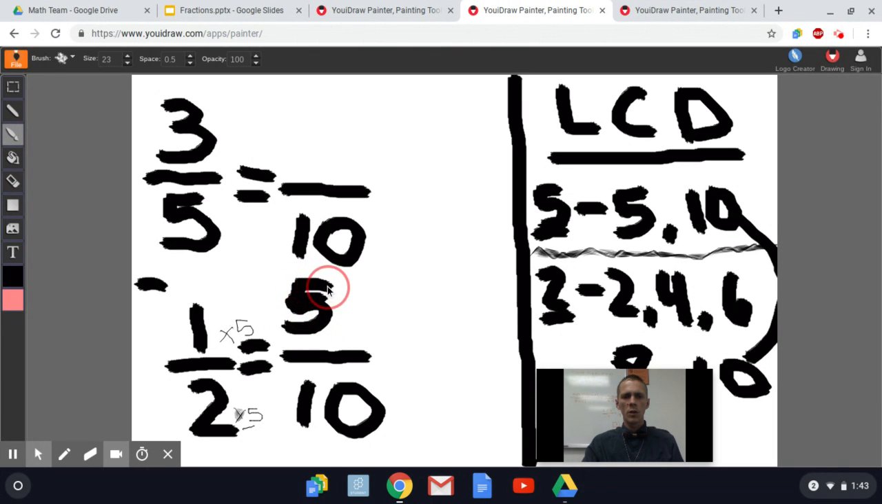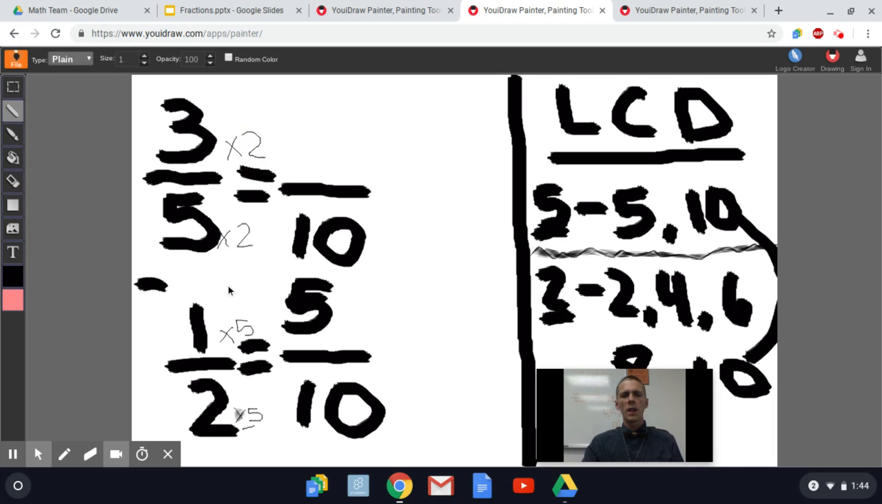Let me try to make that a little better. Bam. Now we're going to go here and we're going to raise that 5. Now 5 times what number is 10? Perfect. 2. Now, whatever you do to the bottom, you do the same to the top.